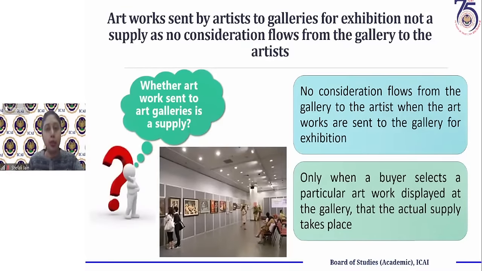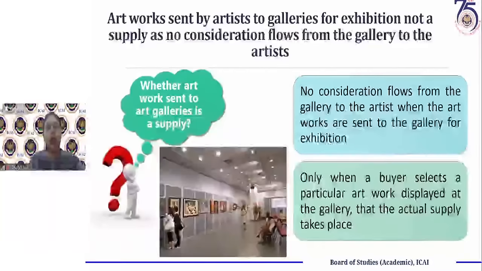So does it amount to supply? Does this transfer amount to supply? No, because there is no consideration. Consideration will flow only when somebody at the exhibition likes your artwork and pays some amount for that artwork. Then the actual supply takes place. When the artwork is sent to the gallery, it is not a supply. When somebody chooses it for purchasing and makes the payment, then it becomes a supply.